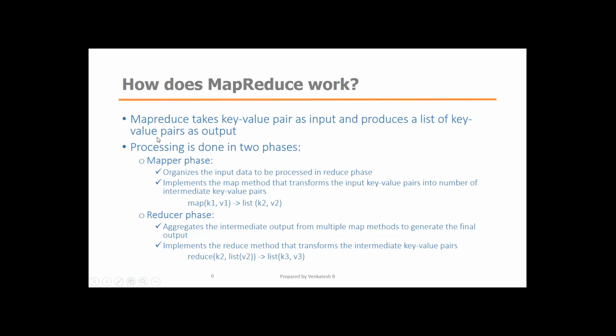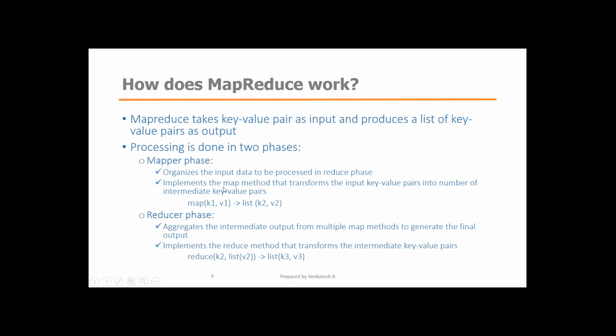Okay. So the whole MapReduce, as I said earlier, is done in two phases. One is called a mapper phase, and the second one is called a reducer phase. What is a mapper phase? What we do in mapper phase, we organize the input data to be processed. In reduce phase, the data that needs to be processed in the reduce phase, we try to organize that input data. And how do we achieve this transformation of data from the input source to the intermediate thing?